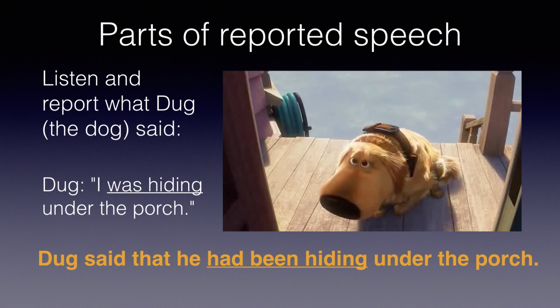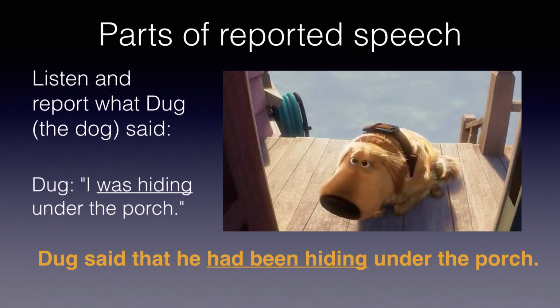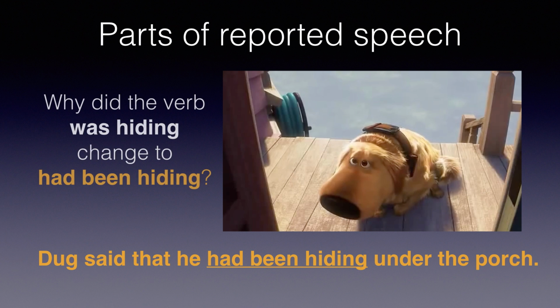In this sentence, the reporting verb is said, and the reported verb is had been hiding. Had been hiding is a verb tense called the past perfect. It is an action that happens in the past, so the times of the two verbs match. But the original verb is was hiding, a past continuous verb. Why does the verb change from past continuous to past perfect?